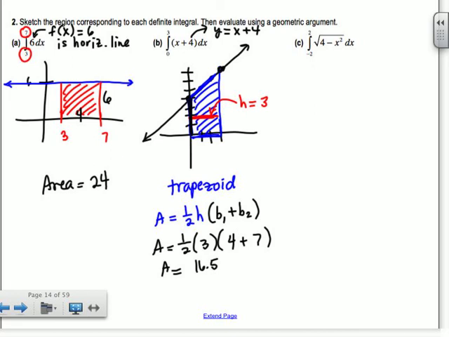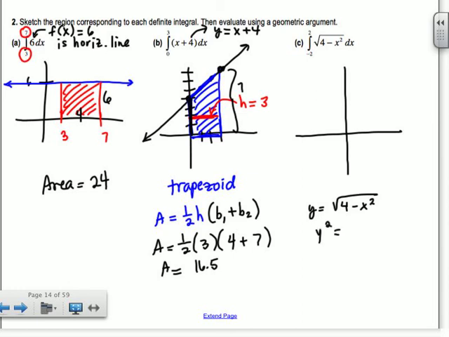Okay, the next one's a little bit harder. Do you guys know what shape this is? So if y is equal to the square root of 4 minus x squared, see how if you square both sides, you get y squared equals 4 minus x squared. So you'd have x squared plus y squared equals 4. Now what shape is it? A circle. But we only had the positive square root part.